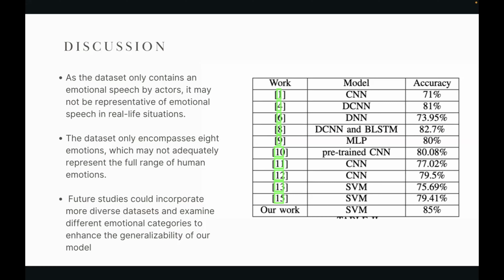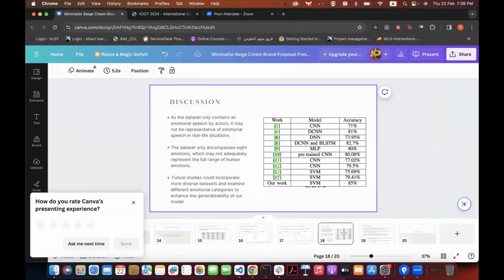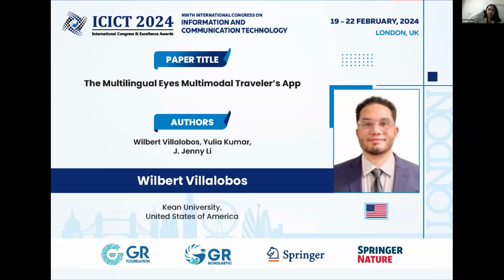Okay, good. Thank you. Thank you, ma'am, for your presentation. Now we'll proceed to the next presenter. Thank you so much. Now this is the last presenter of the 7F session. Wilbert Villalobos, sir, are you present with us right now? Yes, I am. Sorry for the mispronunciation. Sir, the paper title of Wilbert sir's presentation is the Multilingual Eyes Multimodal Travelers App. So you may start with your presentation now.